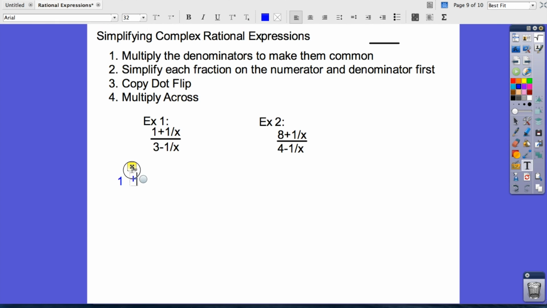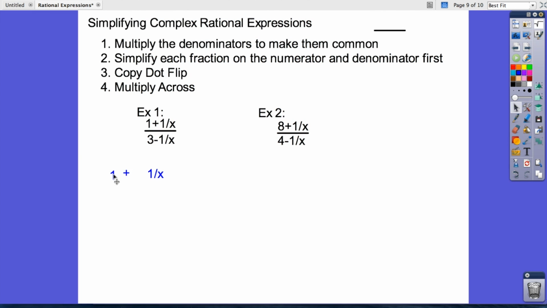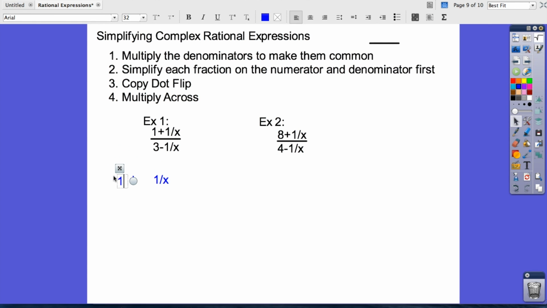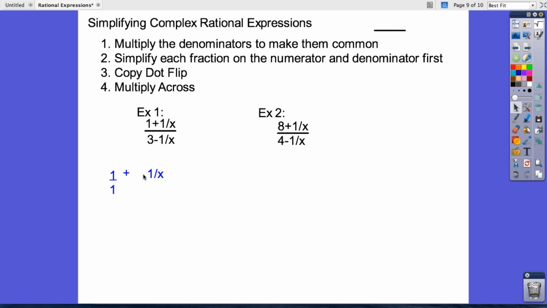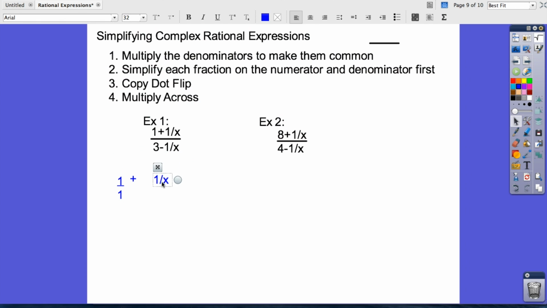So to make their denominators common, we have to multiply this 1 on the left with an x. So let's first make it a fraction on its own. And we can make anything a fraction by dividing by 1, and that's what we're going to do. And this one obviously is not in a fraction, so let's make it look like a fraction.